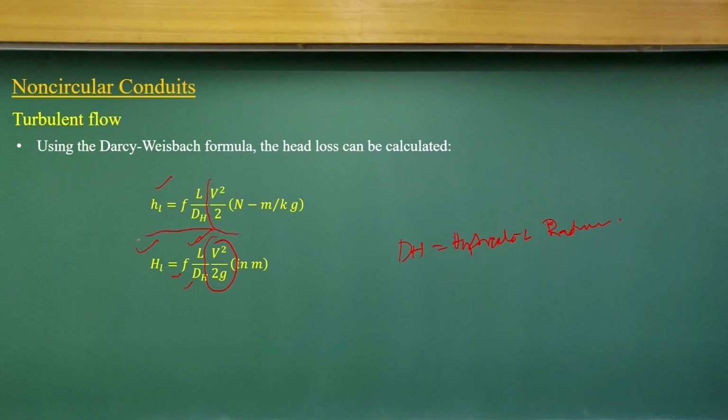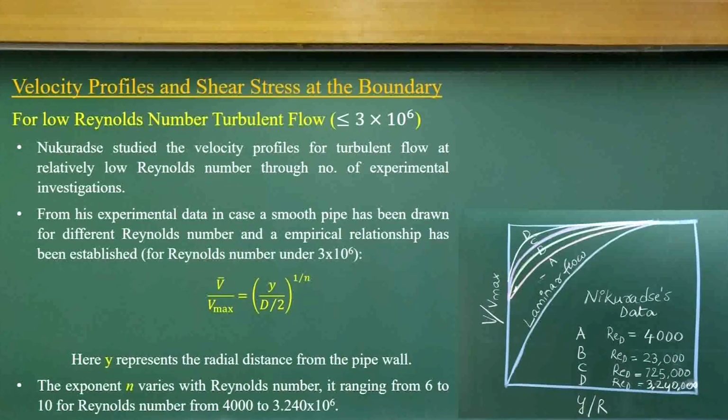Most often we use these because this gives the energy losses in terms of meter, but we can also use these functions, which give us the result in terms of Newton meter per kg. So, we divide by the acceleration due to gravity, and we get it in terms of meter. Now, coming back to the velocity profile or the shear stress at the boundary.